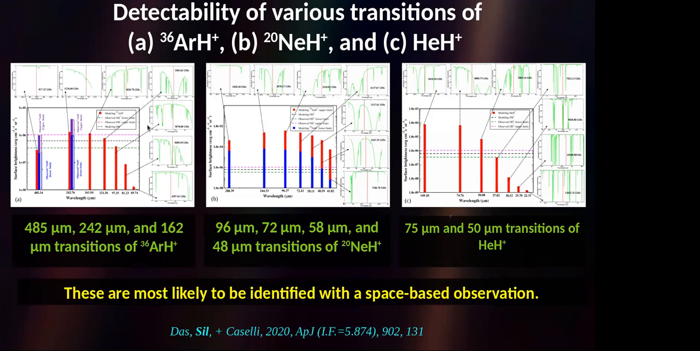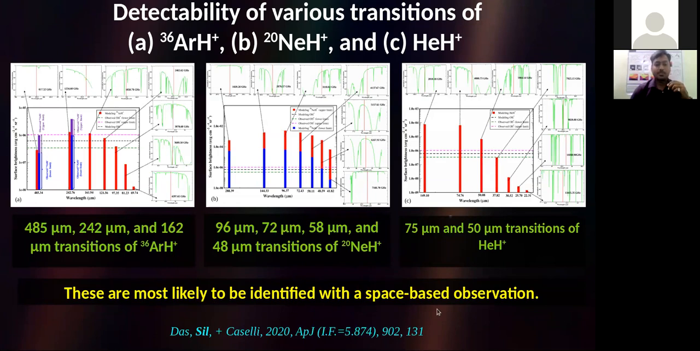And for this, we selected 3 criteria. Number 1 is the optical depth value, number 2 is the atmospheric transmission, calculated using the online program ATRAN, and number 3 is the surface brightness value. The Y-axis denotes the surface brightness value, and we compare if it is comparable to the observed surface brightness values of OH plus in the crab region, or greater than OH plus. So these 2 lines denote the already observed transitions of ArH plus, and the other transitions could be observed, since these transitions, 485 micrometer to 42 micrometer, successfully fulfill these 3 criteria, and we can identify these transitions with a space-based observation.